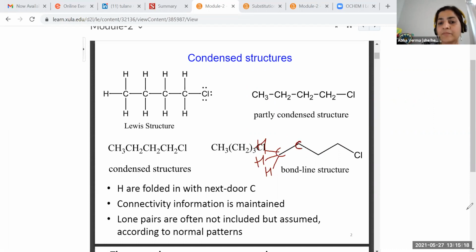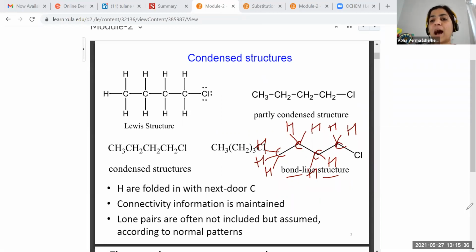Similarly, this is a carbon. Where are my hydrogens? 2 hydrogens here, 2 hydrogens here. And even though I don't have to show them, and you don't have to show them either when you're doing the bond line structure.